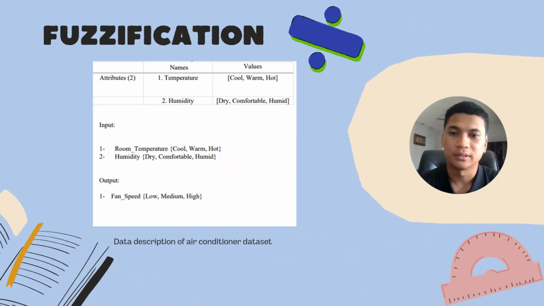Next we will talk about fuzzification, which is the description of the air conditioner dataset. For the datasets, we have two names, which are temperature and humidity. The values for temperature are cool, warm, and hot. For humidity, dry, comfortable, and humid. So as we can see here, the inputs are room temperature with cool, warm, and hot, and humidity with dry, comfortable, and humid. The output is fan speed and its values are low, medium, and high.